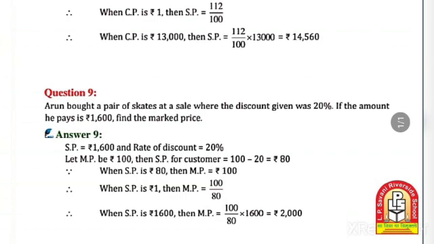Then question number 9. In question number 9, Arun bought a pair of skates at a sale where the discount given was 20%. If the amount he paid is rupees 1,600, find the marked price. So in this example you have to just find out the marked price, nothing else. So let's try that example as your homework. Okay, thank you.